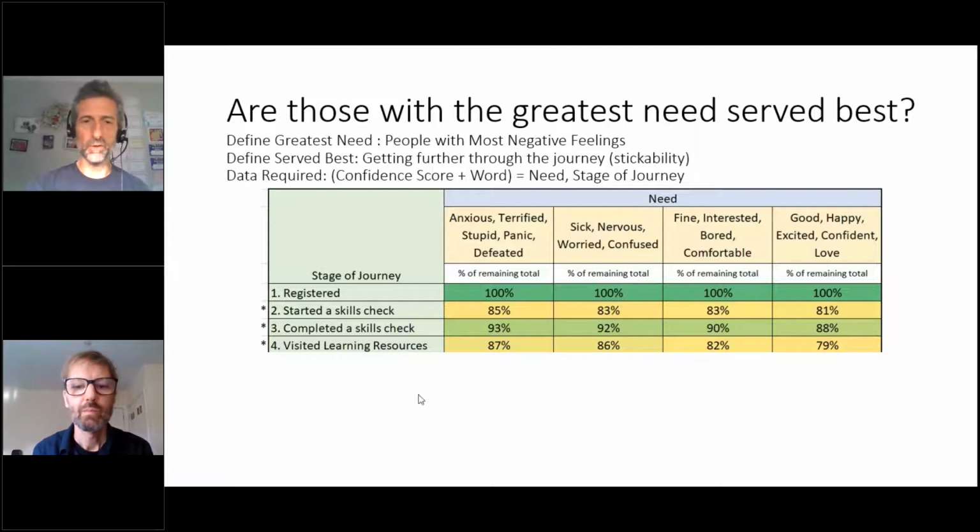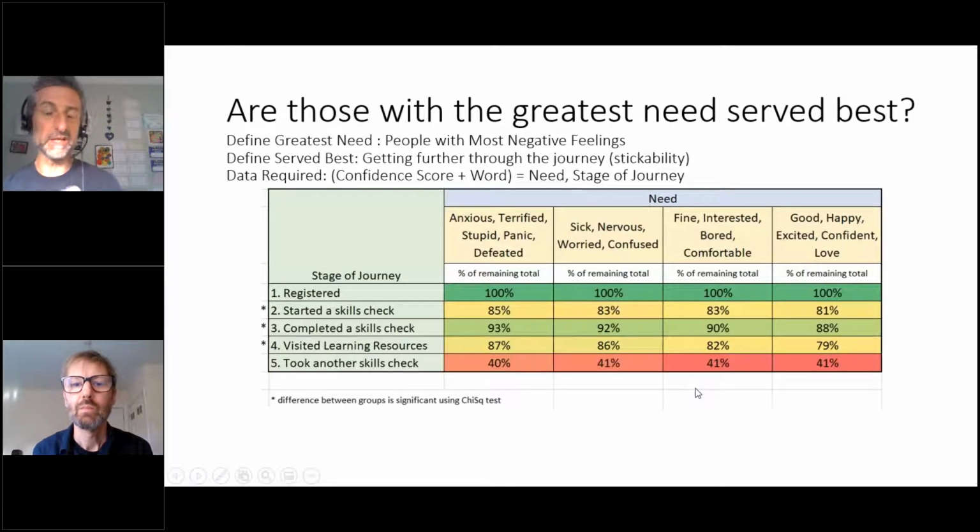It's worth emphasising all of those things, all of those stages are statistically significant. We come through to our last group, which is the kind of nirvana, getting everybody to return and continually check their skills. And you see a different picture. Firstly, there's a great drop-off across all groups, and the pattern itself breaks down as well. So there's no difference between the anxious group and the good, happy, excited group.